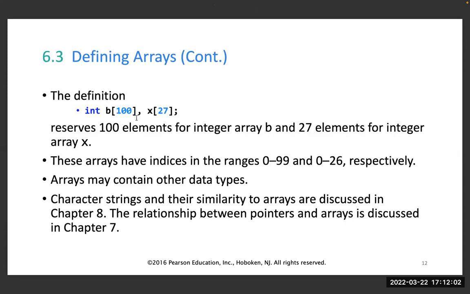And for this one, so this is for more: int b[100], x[27]. So both arrays are integer arrays. Array b has 100 integers. Array x has 27 integer elements. Again, just remember the index starts from 0.